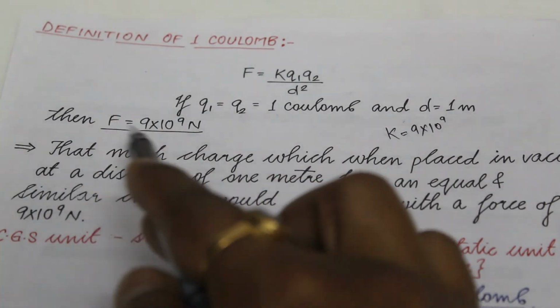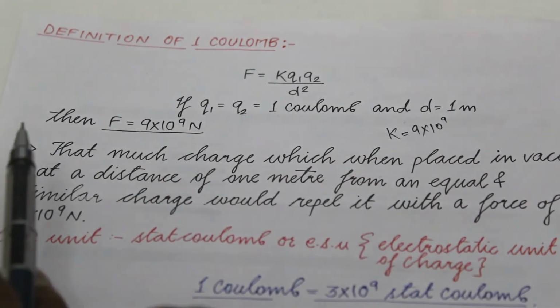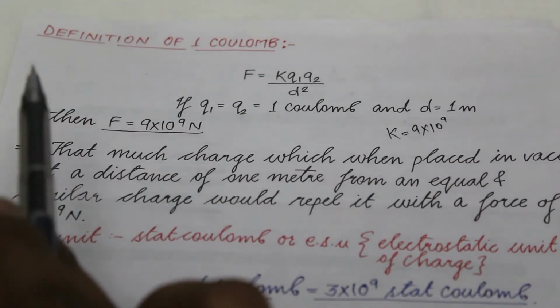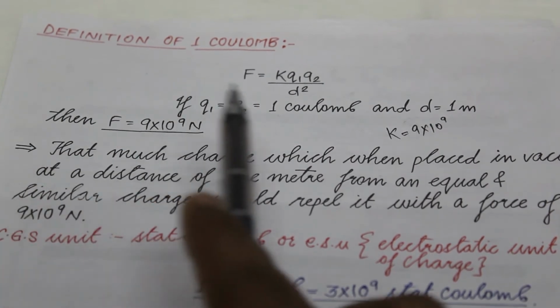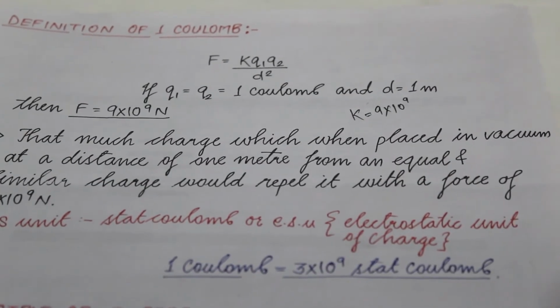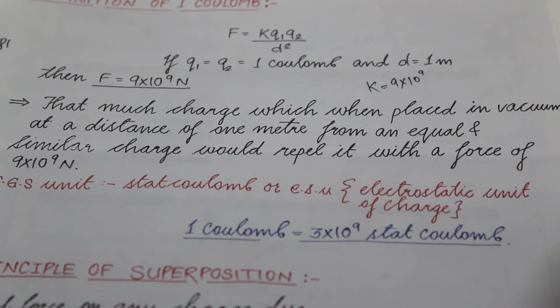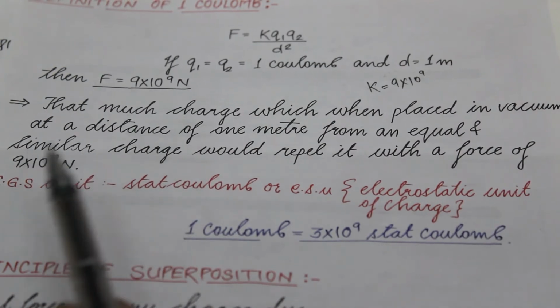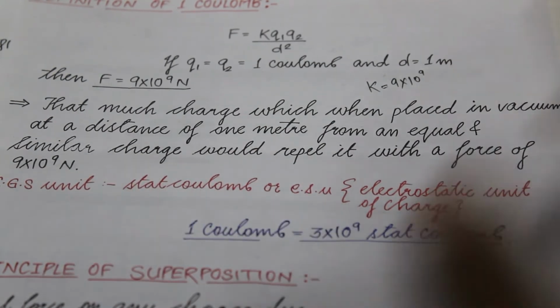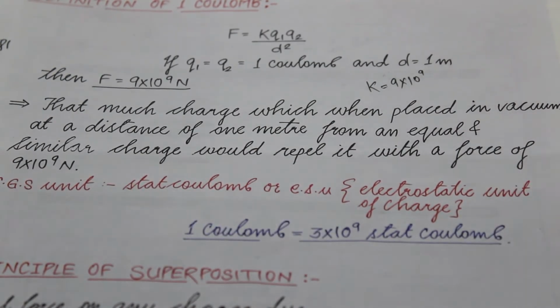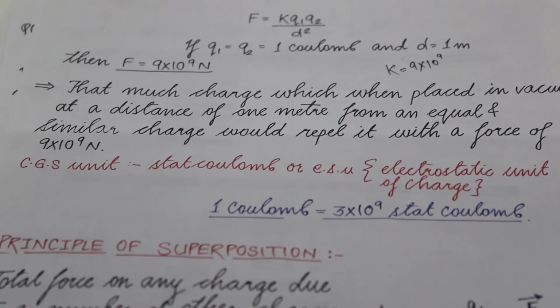Now we need to write this as a statement. So 1 coulomb is defined as that much charge which when placed in vacuum at a distance of 1 meter from an equal and similar charge would repel it with a force of 9 into 10 raised to power 9 Newton. If the charge is not similar, then they would attract, but the force will remain the same, equal to 9 into 10 raised to power 9.